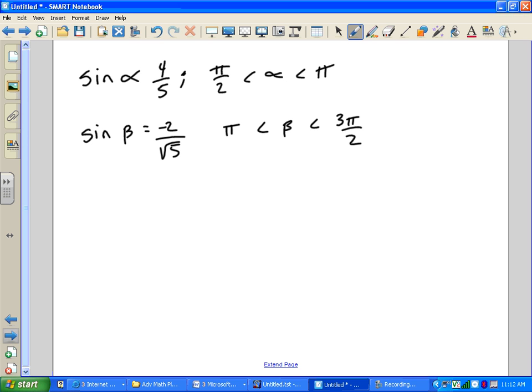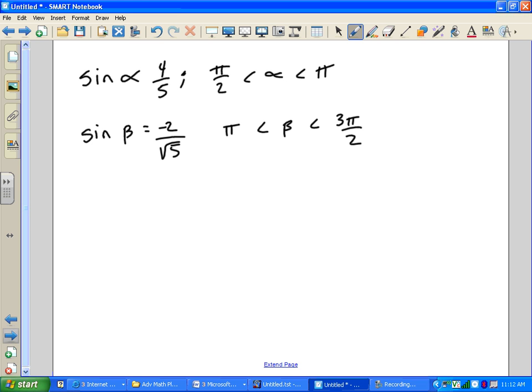Okay, now in a minute here, what we're going to do is we're going to find 4 things, and I'm going to write them at the bottom. We're going to find the cosine of alpha, the cosine of beta, the cosine of alpha plus beta, that would be the sum identity, and then the sine of alpha plus beta, that would be the sum identity for sine. Okay, so y'all think about it.